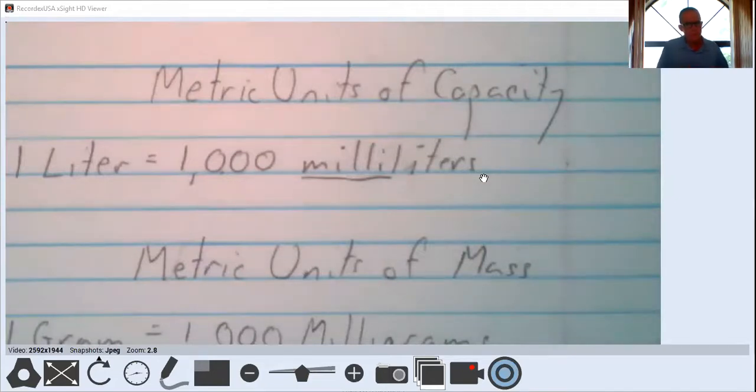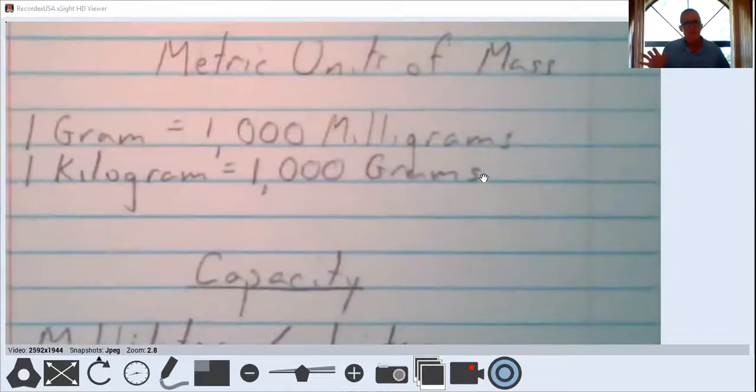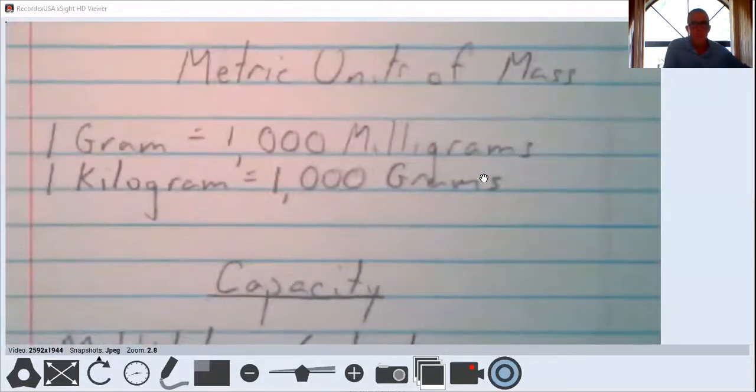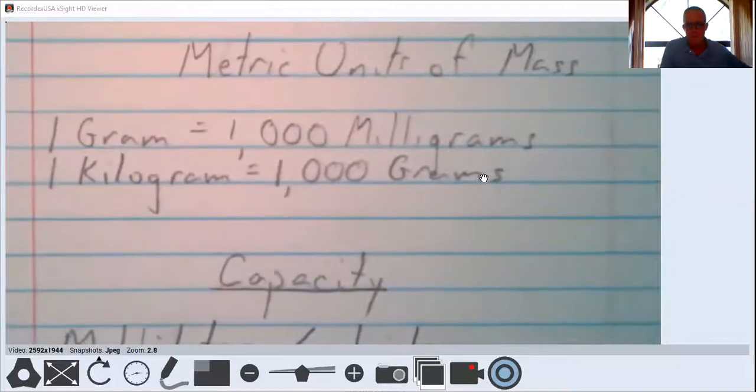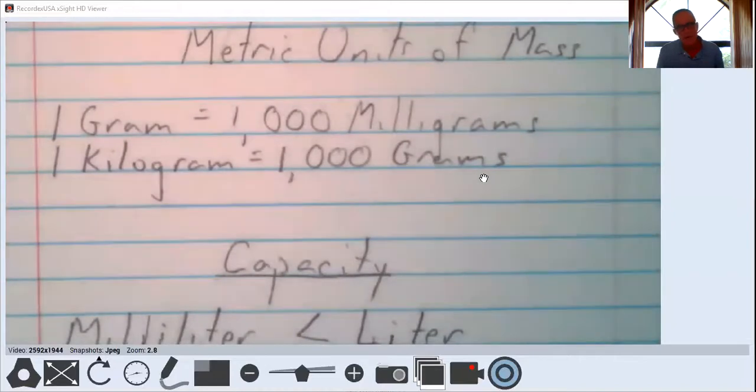Now, we're also going to learn about units of mass, as you can see down here. So units of mass, forget about the liters and the milliliters now. Again, mass. If we're in science and we had a balance like this, what would weigh more? Would a gram weigh more, a milligram, or a kilogram? The basic metric unit of mass is the gram. A gram is not a lot of weight at all.